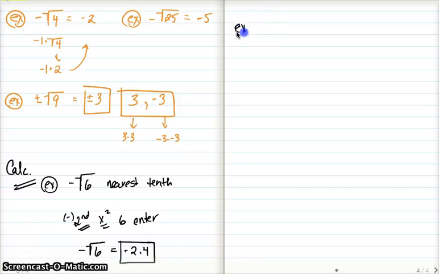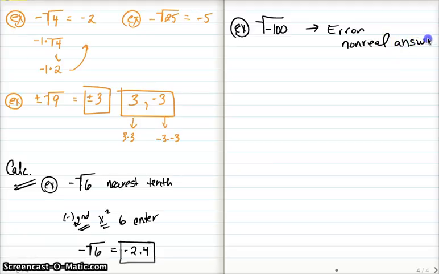You might be asked to find the square root of a negative number. I'd like you to try to type this into your calculator. Now this is different from having the negative sign out front. So type this into your calculator, second x squared negative sign 100, and then hit enter. What happens? You get an error. It says non-real answer. Okay. And let's think about that. So this doesn't exist. There's no solution here.